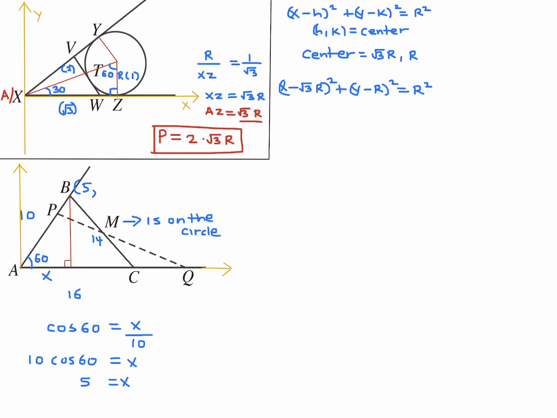And then to figure out the y coordinate for B, which I will just denote y, you would use sine. So the sine of 60 is equal to y over 10, and therefore y is equal to 10 sine 60, and therefore y is equal to 5 root 3. So there we go. We just got the coordinates for B.